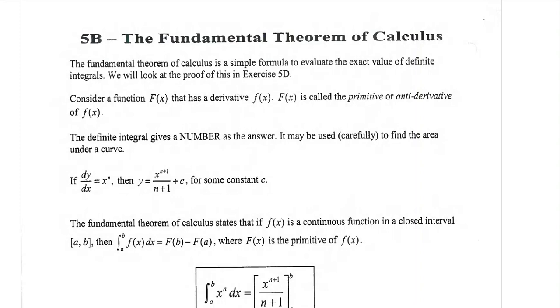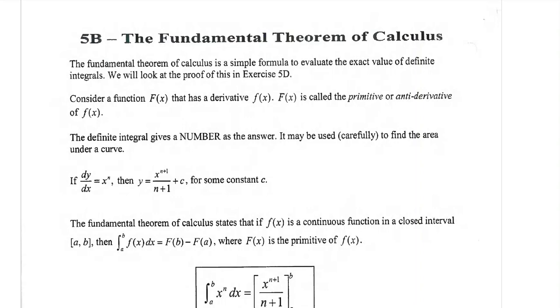So consider that F of x has a derivative, little f of x. F of x is called the primitive or antiderivative, which means you're going back to the original equation. The definite integral gives a number as the answer, just like yesterday, because it is an area. It may be used carefully to find the area under the curve.